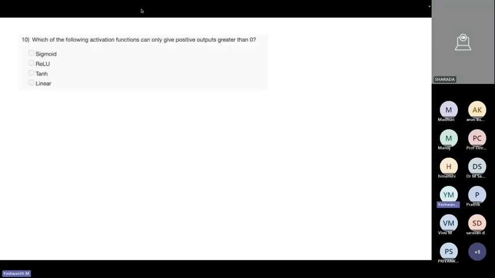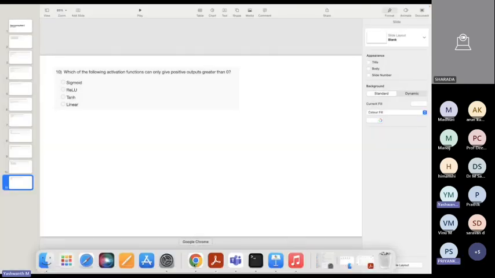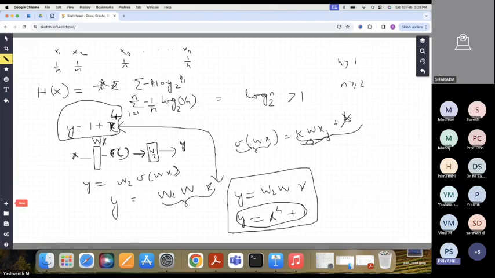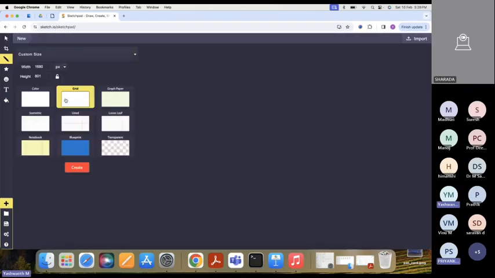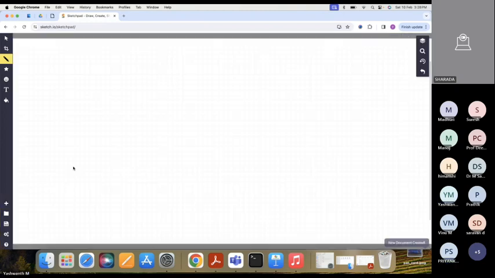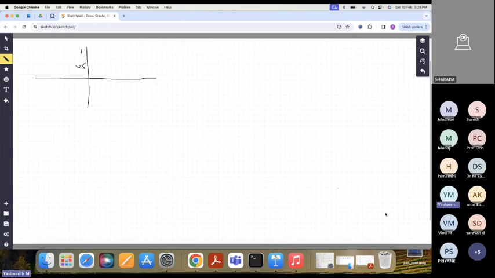Okay, let's go to the second last question. Which of the following activations can give positive outputs greater than zero? Let's see how they look. We are given sigmoid. How it looks is this: this is 0.5 and this is 1. So this is how your sigmoid looks.